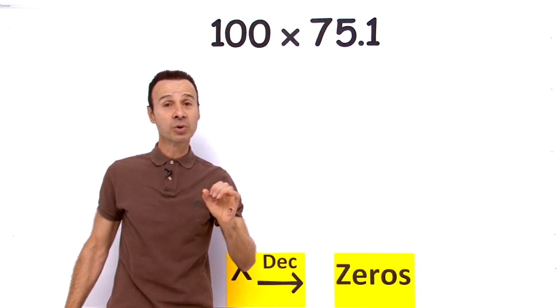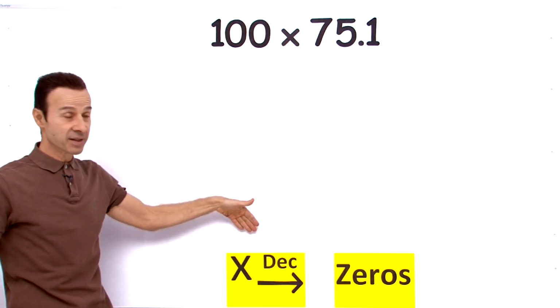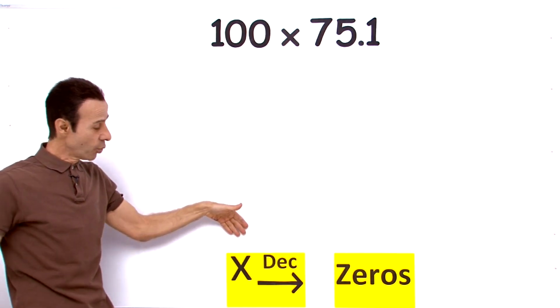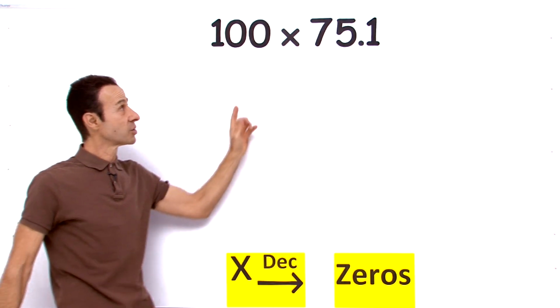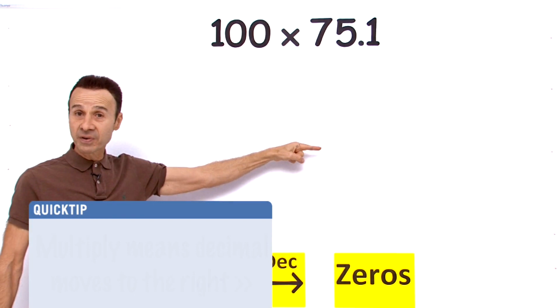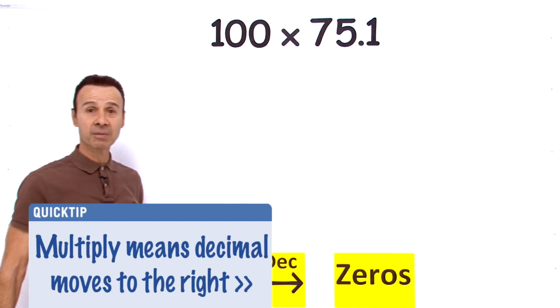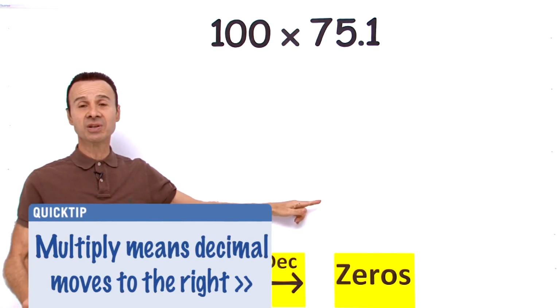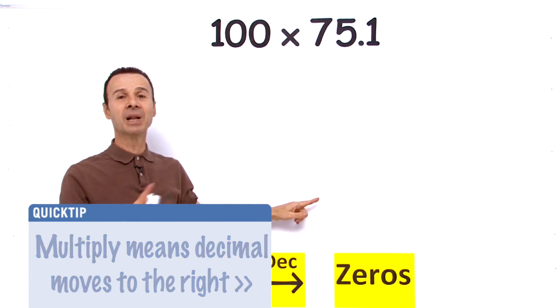Well, there's a good rule. It's a rule of thumb, and it's this one right over here. When you multiply a number, and it's got zeros in it, the decimal place moves to the right, obviously because it gets bigger. Now, it's going to move to the right. The next question is, how far to the right, or how many places to the right?